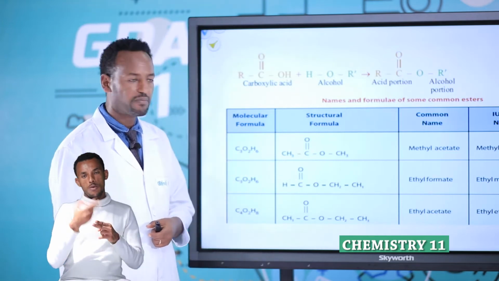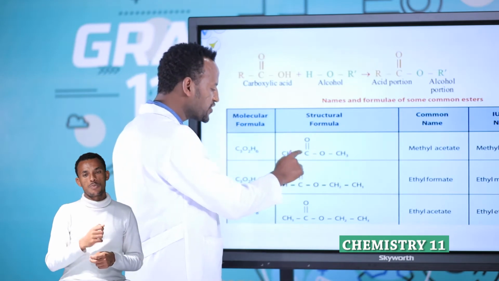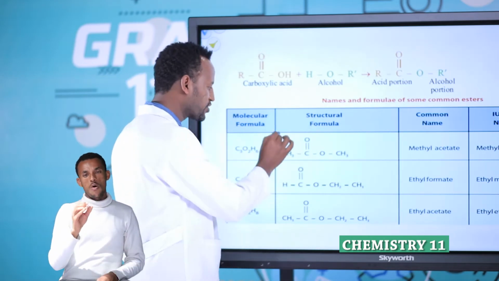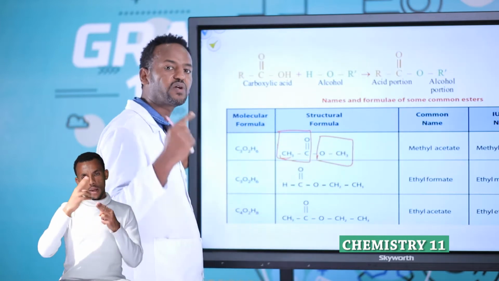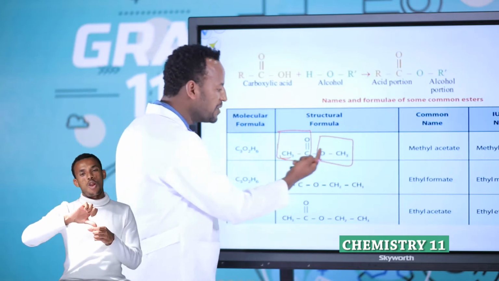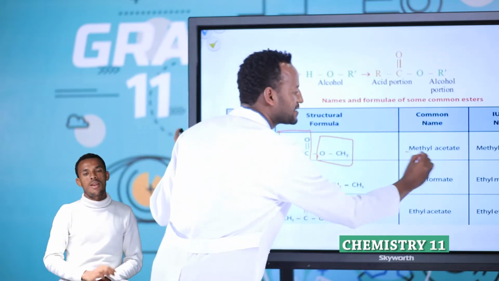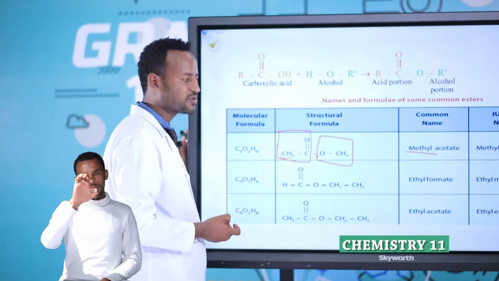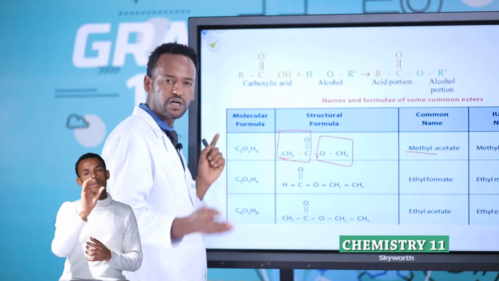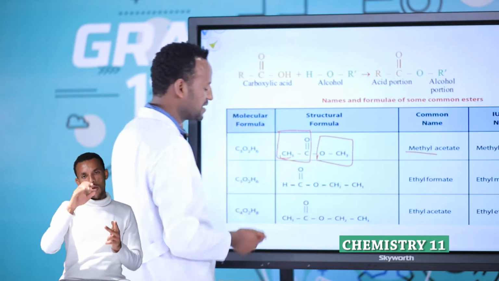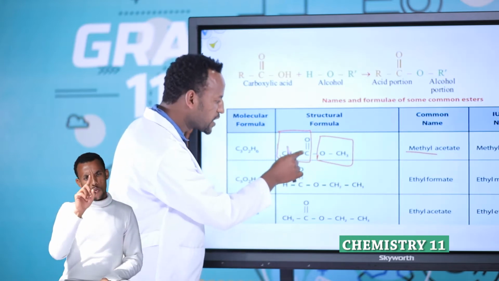Names and the formula of some common esters. Look at the name of this one: CH3COOCH3. This portion is the acid portion. This one is the alcohol portion. In naming, first write the alcohol portion. How many carbon? One carbon, therefore methyl. Two carbon, ethyl, and so on. Therefore, starting always from the alcohol portion: one carbon, methyl; two carbon, ethyl; propyl, and so on. Methyl. Look at this one. How many carbon? One, two. Two carbon.